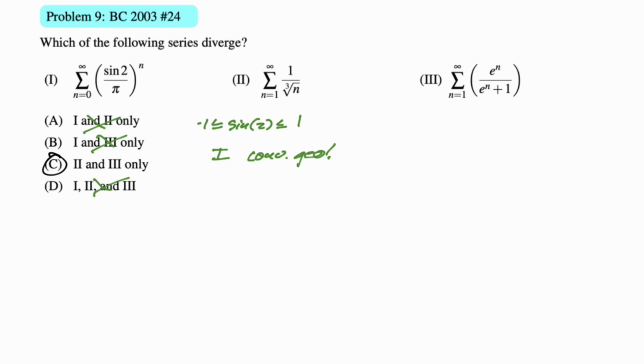So for number 2, I would say this is a P series where P is equal to 1/3, which is less than 1, so you diverge.